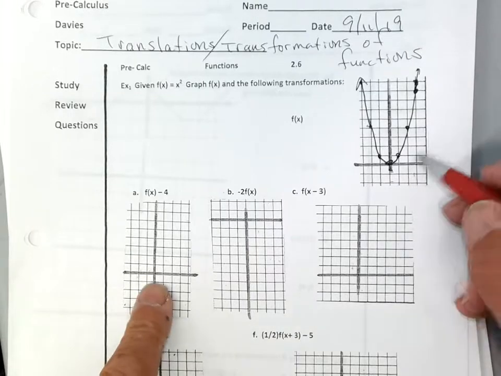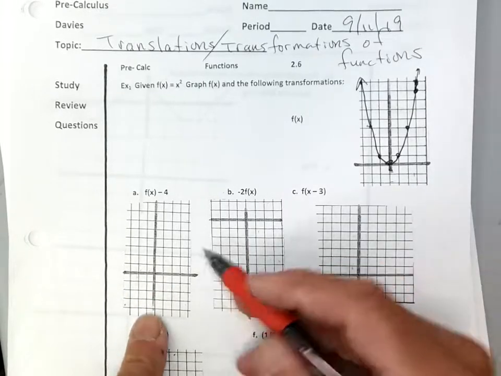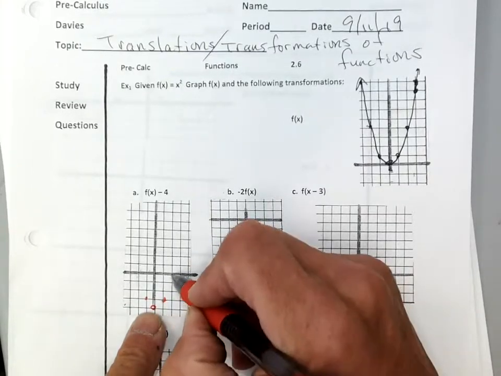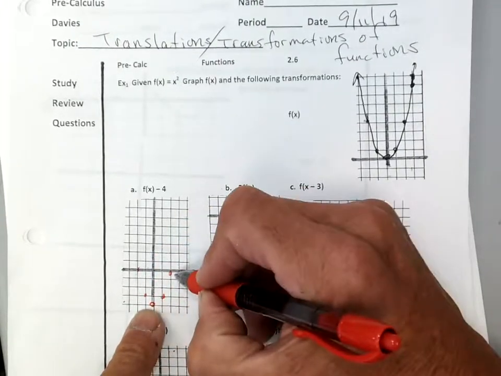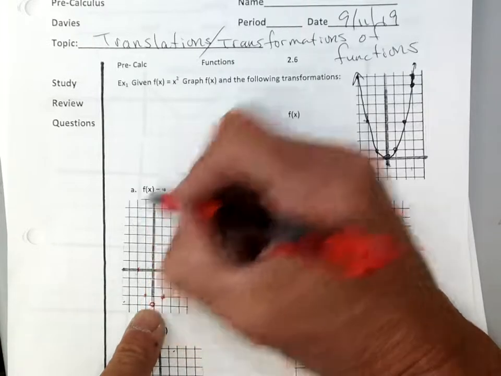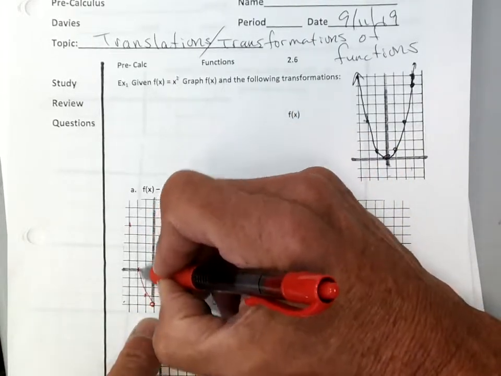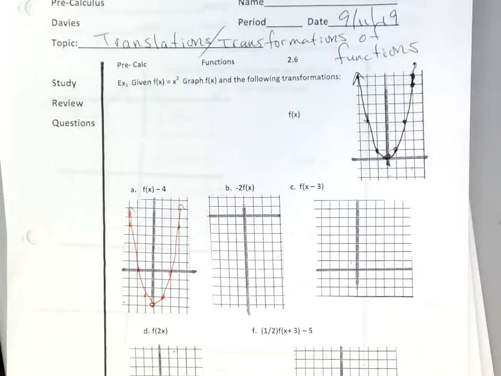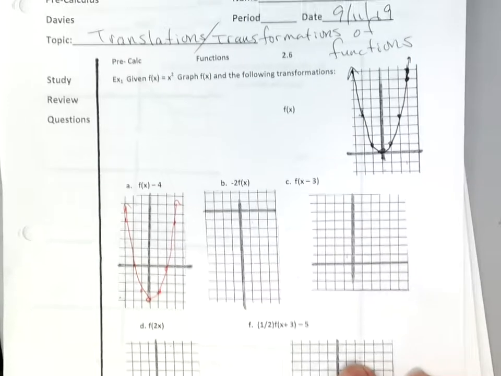So we're going to take my function and go 1, 2, 3, 4, and I'll put my parabola. I'm not going to change its shape at all. It's not a transformation, it's just a translation. I just moved the entire graph down 4. That's it.